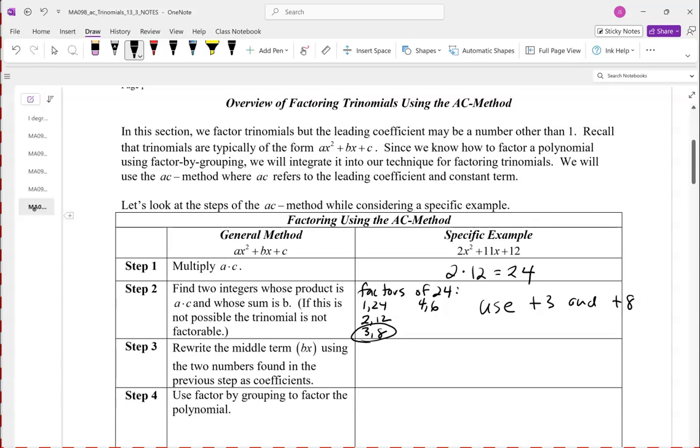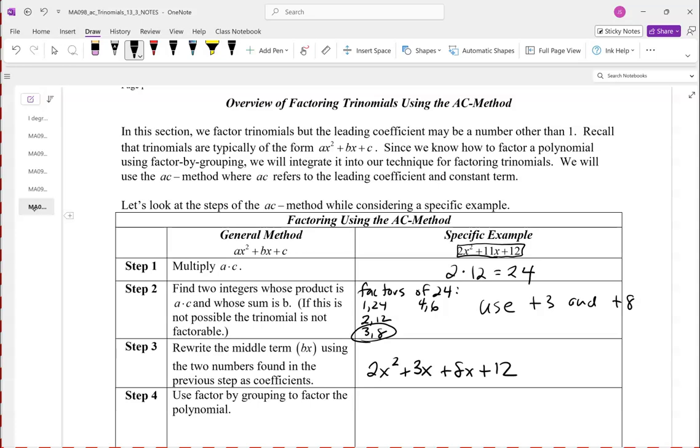Here's where the little bit of weirdness comes in, but it's not too bad. So going back up here, here's the polynomial we're trying to factor. We're going to rewrite that 11x as 3x and 8x. We're going to split the 11 as 3 and 8. Why did I use 3 and 8? What we found in the previous step. That's why we use 3 and 8. There's lots of different ways we could write 11. We chose this one specifically because of what we found here.